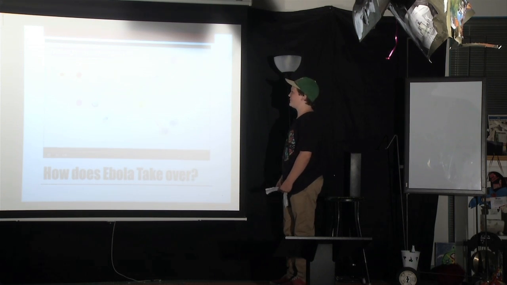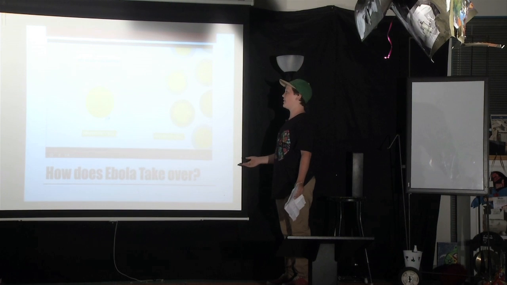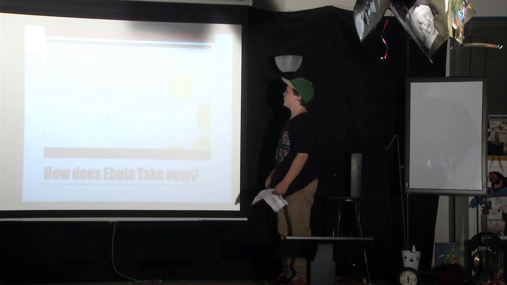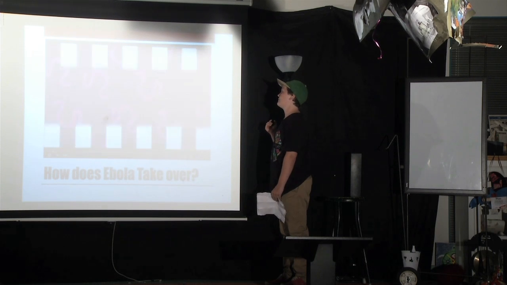So usually when a virus attacks the body, the dendritic cells team up with an army of antiviral cells that wipe out the virus in a matter of days. But when Ebola strikes, it directly attacks the immune system.